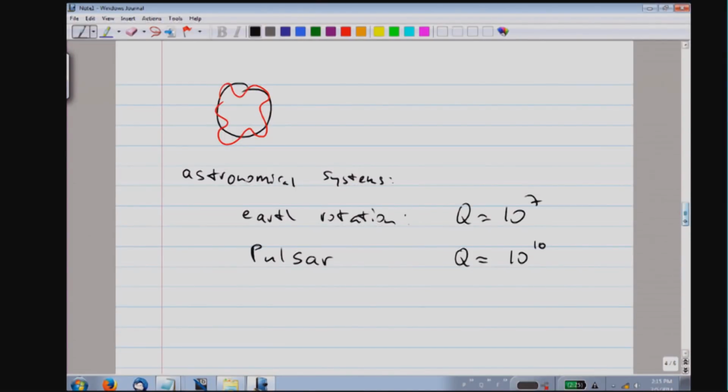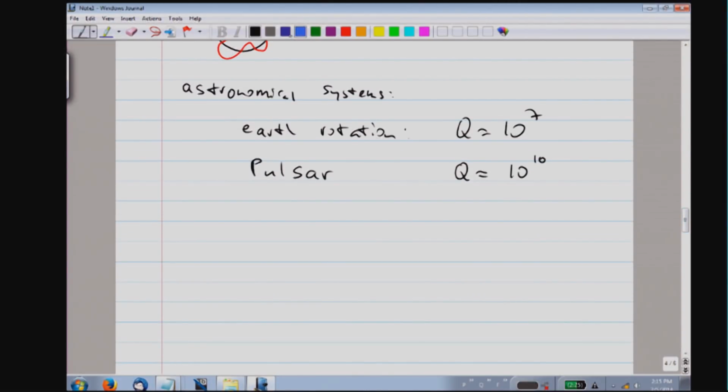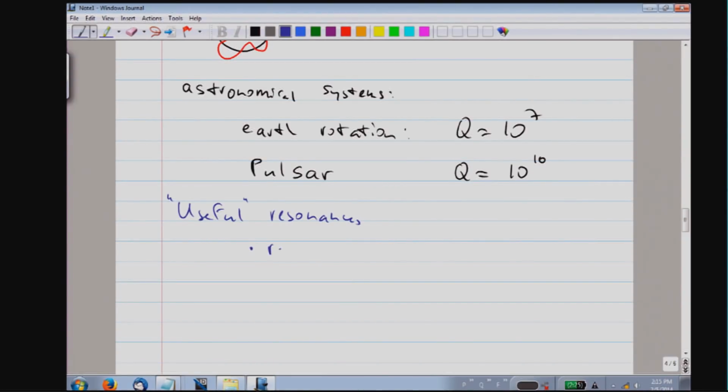Okay, so we've talked about resonances. Of course, there are resonances which are useful and others which are less useful. By useful, we mean they're reproducible. You can really make a measurement and trust it and repeat it and do it again. And that's not enough for being useful. You also want to learn something about it.